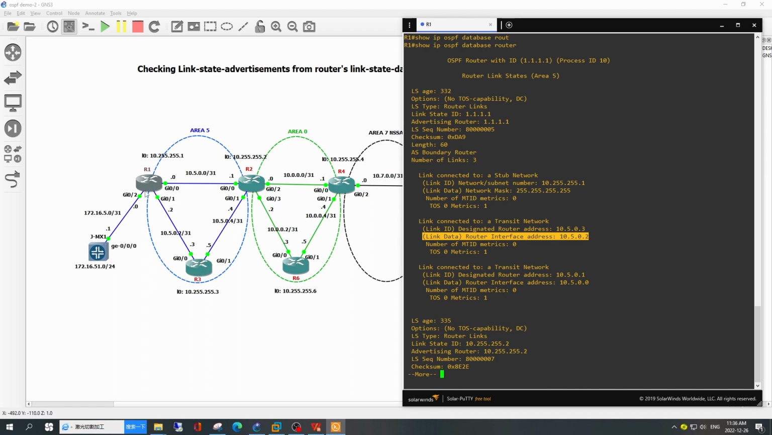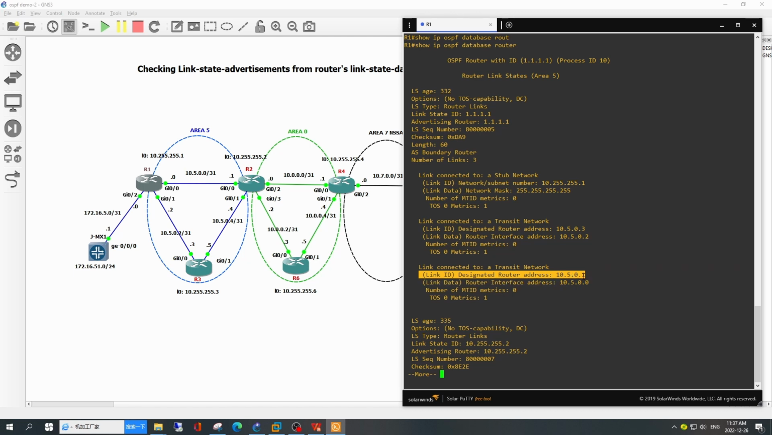Since this is a broadcast network, the link ID is the designated router address. The designated router address is this one, R3's IP address in this broadcast network, which is .3. There's another link. Again, the router interface address is 10.5.0.0, that is R1's interface G0/0, right? The same concept applies to the designated router.